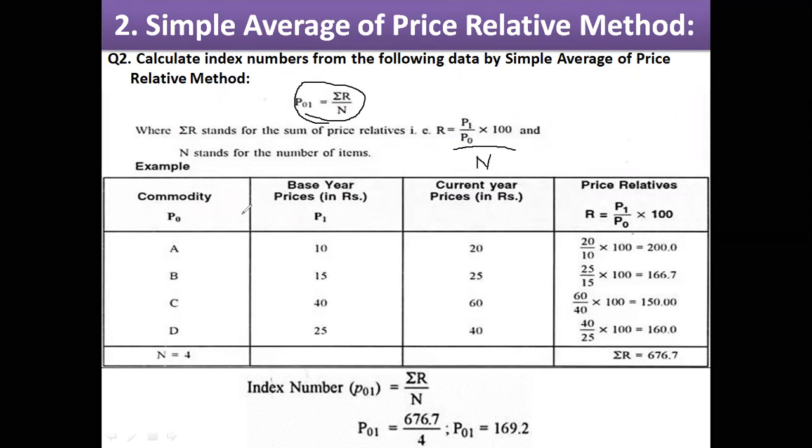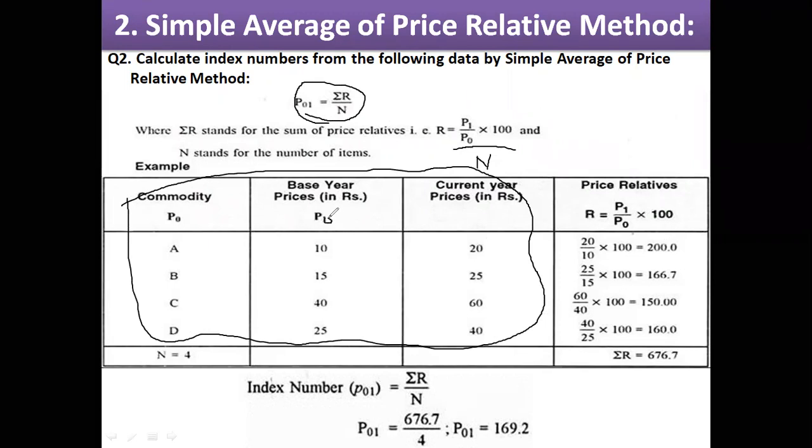Now in this question, these values will always be given. As I am marking them, these values will be given. Based on these values, we need to calculate price relatives. Consider this one as P0, because the base year we always denote by P0 and current year prices we always denote by P1. Now simply, to calculate the R value, P1 upon P0: 20 upon 10, 25 upon 15, into 100. We will get the value of price relative, which we denote by R.